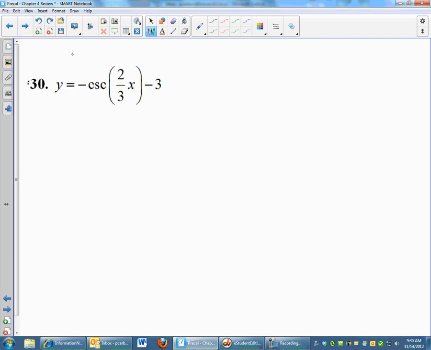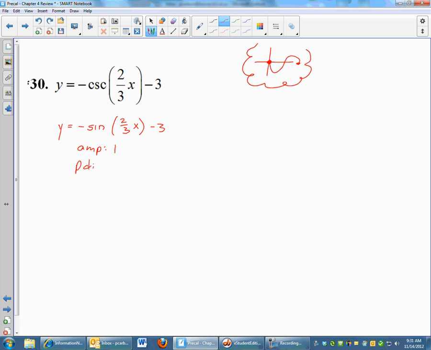Good. 3 more, and I knew these were going to be the long ones. All right, so we have negative cosecant. Cosecant, remember, is 1 over sine. So if I'm going to graph negative cosecant of something, I'm actually going to start by sketching the graph of negative sine of 2/3 x, minus 3, which means I need to find period and amplitude. The amplitude is going to be 1, but since this is a negative sine, it would start at the origin, but instead of going up, it is going to go down. So that's kind of what my graph of negative sine will look like.